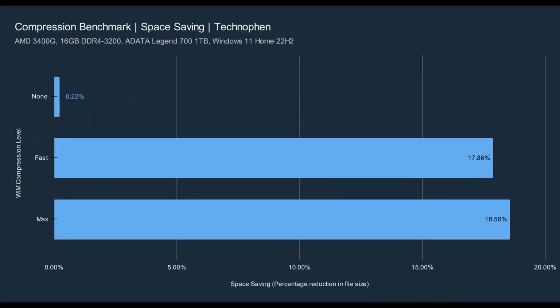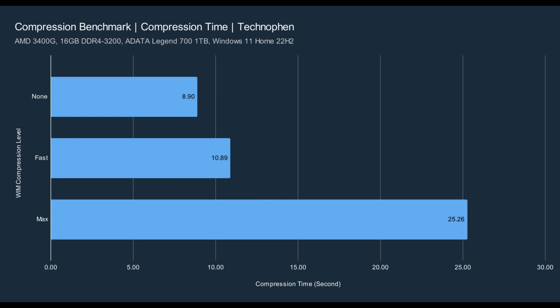The space-saving chart shows that setting compression to none results in only 0.22% of space saving. The fast level, on the other hand, saves 17.8% of space, while the max level increases this figure to 18.5%. Looking at the compression time chart, we see WIM is pretty fast. With non-compression, it processed all files in 8.9 seconds, with fast at 10.9 seconds and max compression at 25.2 seconds.